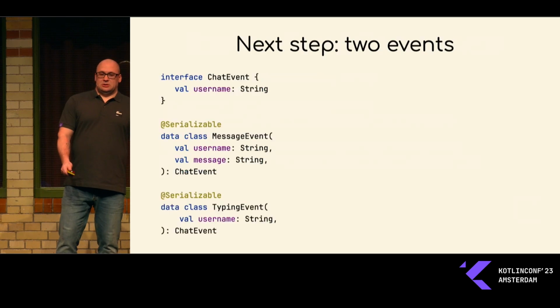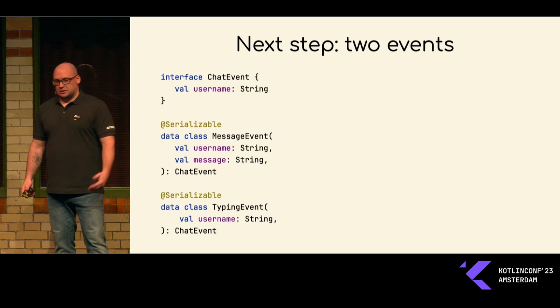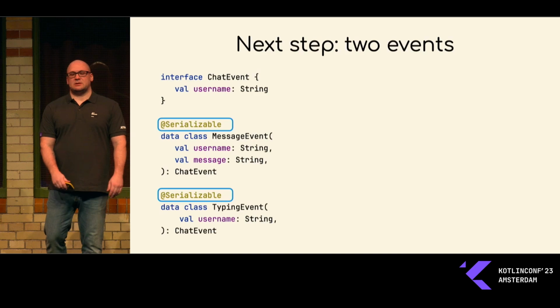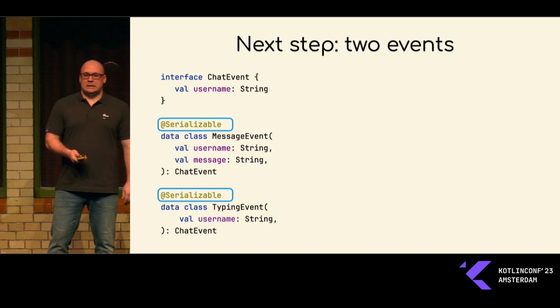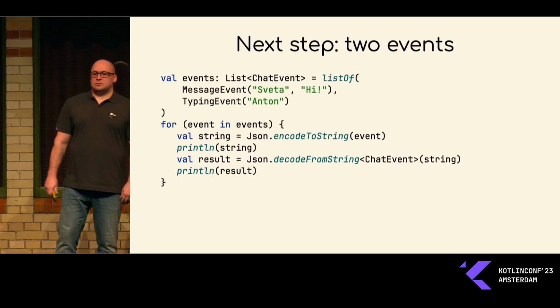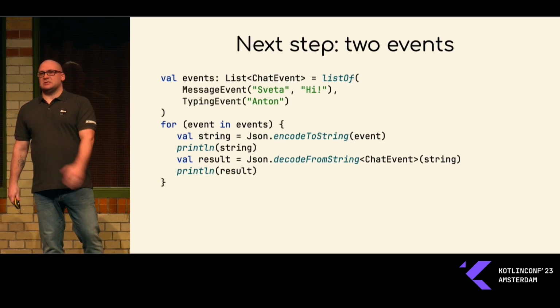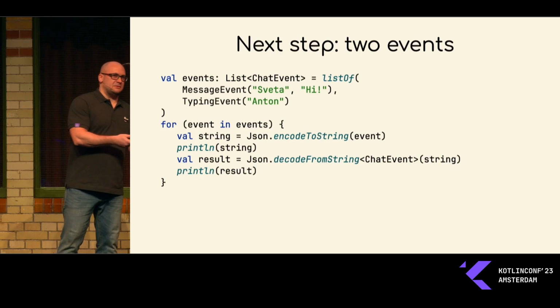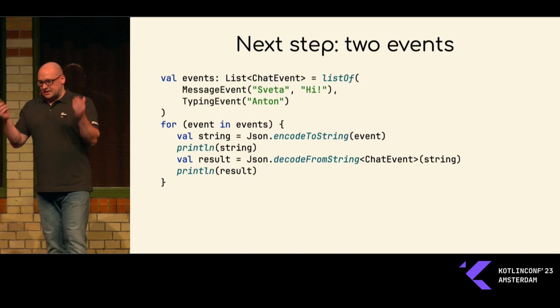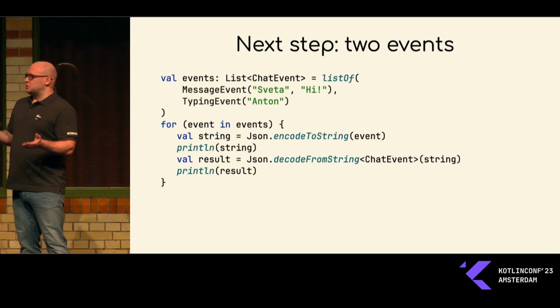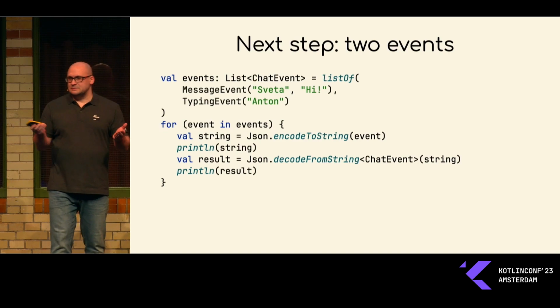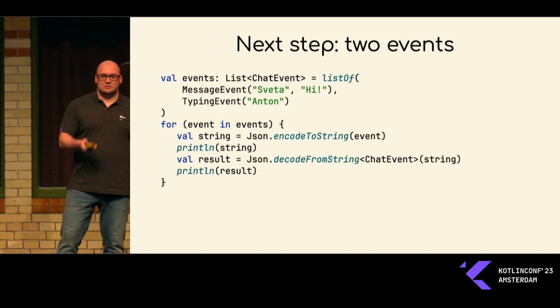Perfect. So what if we proceed further? We introduce another event. Should work, right? Everything is marked with serializable. Everything is good. And we run this code. We create a list of messages. Automatically, the type inference kicks in and says that there is a common supertype that the list has, like the chat event, right? Not a message event.